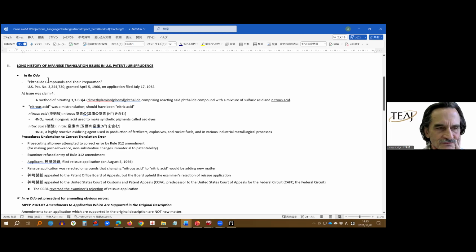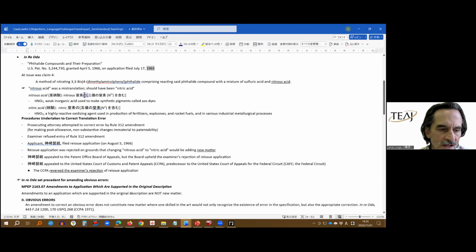And so this is in the handout. Everyone has a copy of this. But I thought it was very interesting that in an application filed in 1963 by a Japanese company, there was a translation problem, and it led to a long series of back and forth exchanges with the examiner and then an appeal process in the Patent Office. And those remedies failed. And so ultimately the applicant appealed to the predecessor to the Federal Circuit.